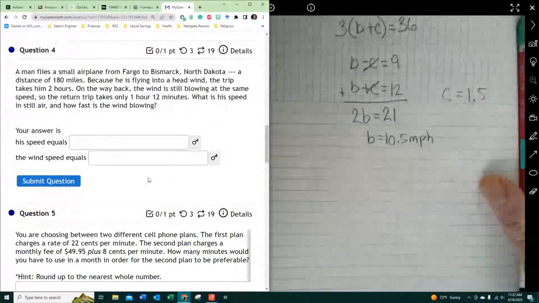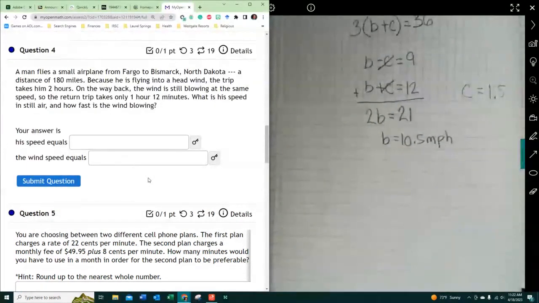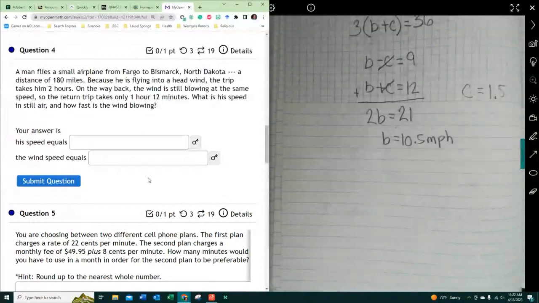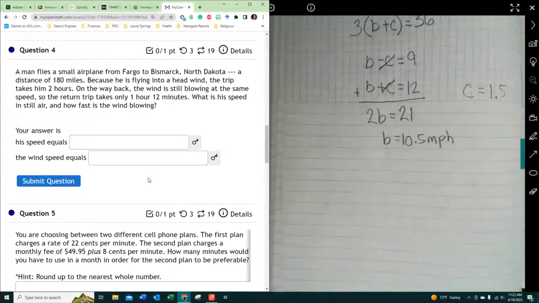Because now it says a man flies a small plane from Fargo to Bismarck, North Dakota, a distance of 180 miles. So we're dealing with this current speed thing again. Because he is flying into a headwind, the trip takes him 2 hours. On the way back, the wind is still blowing at the same speed. How fortunate is that, right, for this situation? So the return trip takes only 1 hour and 12 minutes. What is his speed in still air? And how fast is the wind blowing? Okay.